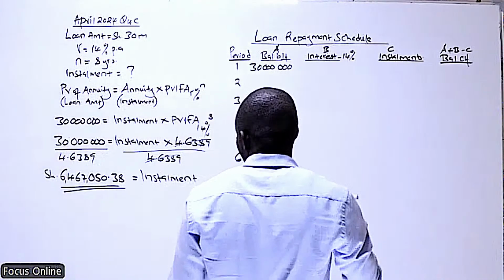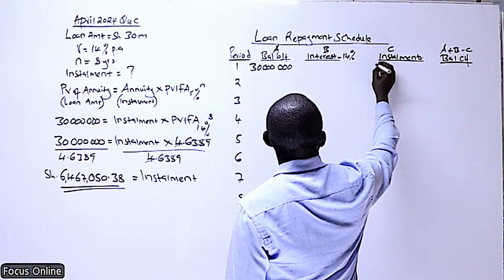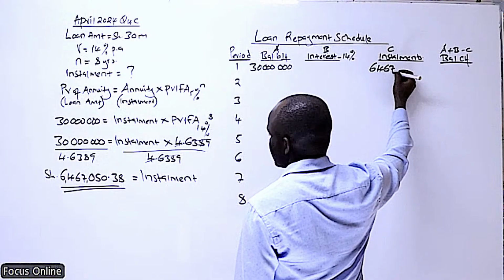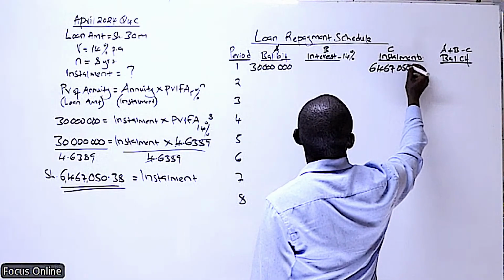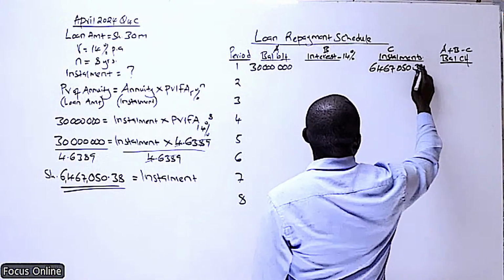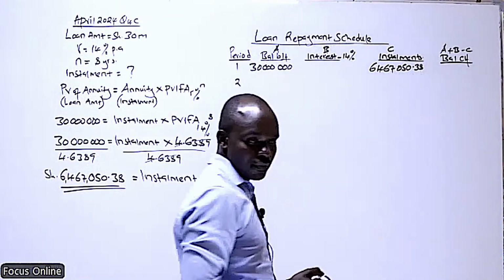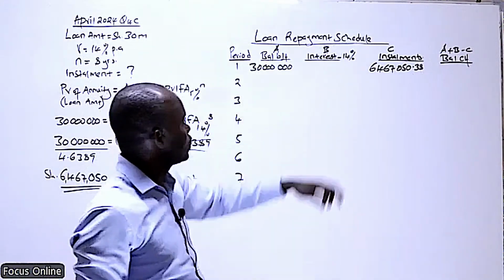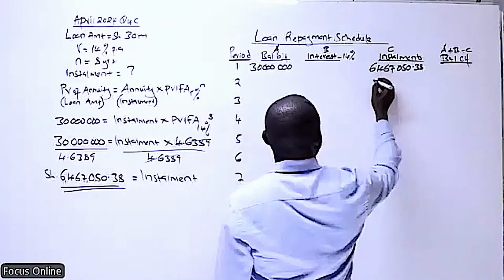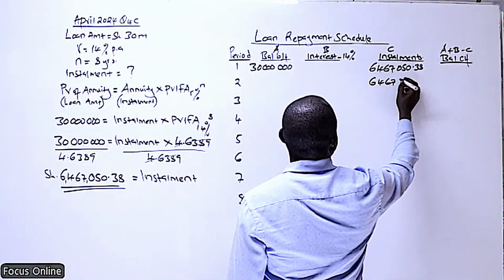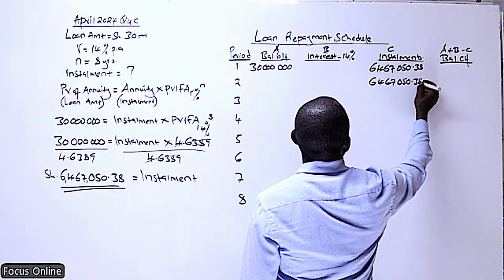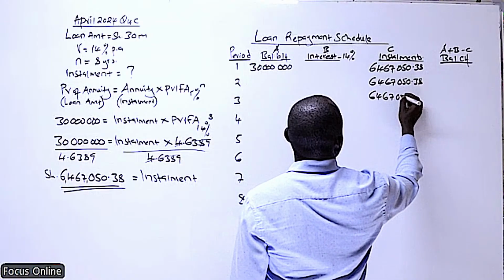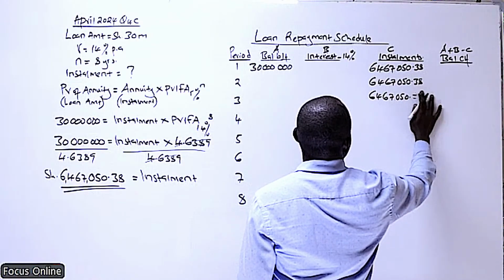Now, here the installment is 6,467,050.38. Remember, the installment remains the same till the end of the period. So we will have 8 installments of this figure. So let's have 6,467,050.38, 6,467,050.38.